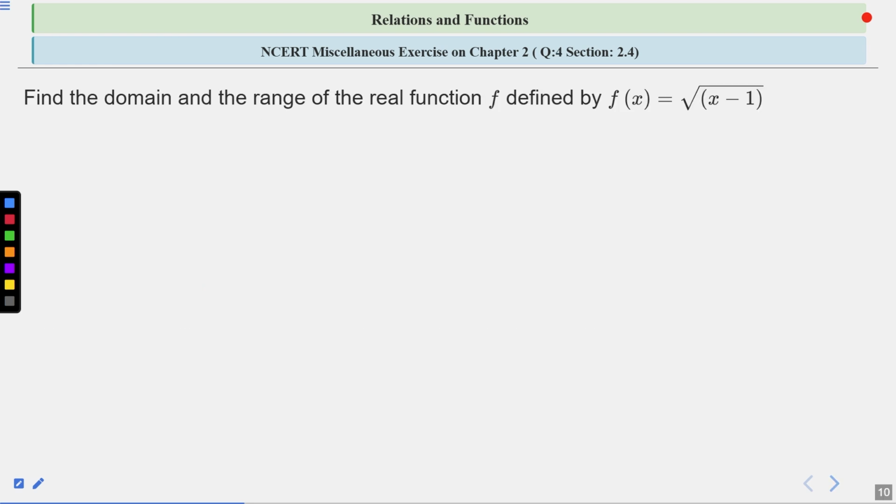Now in this question we have to find both the domain and the range set. So f(x) equals root of x minus 1. Find out the domain as well as the range. You'll have some seconds to try this problem, then afterwards we will move on to the solution slide. So your time starts now.